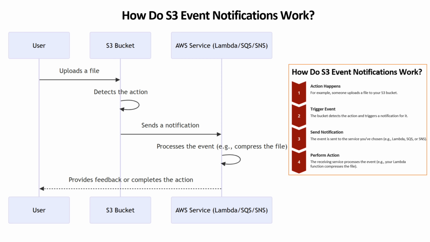Now we will see how S3 event notifications work. For example, someone uploads a file to our S3 bucket. The bucket detects the action and triggers a notification for it. The event is sent to the service you have chosen, like Lambda, SQS, or SNS. The receiving service processes the event and provides feedback or completes the action. For example, your Lambda function compresses the file.